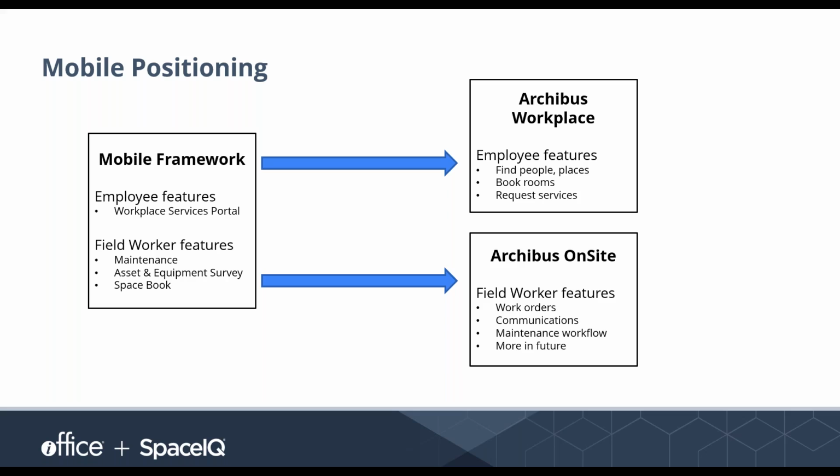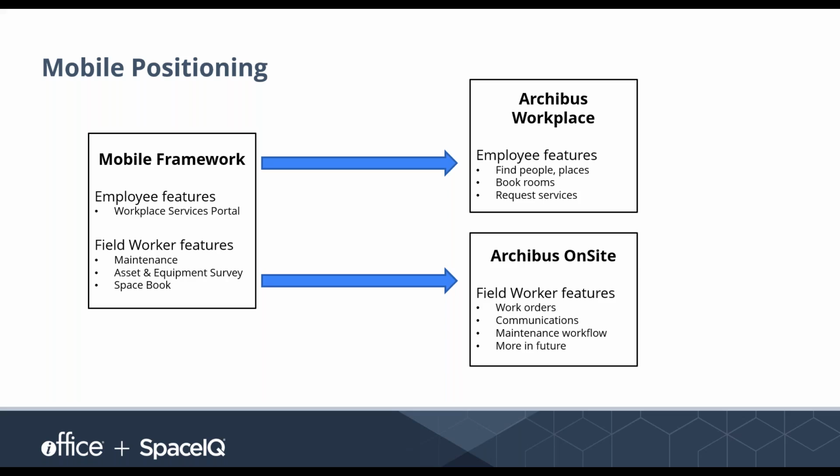It has a full feature set and a lot of apps included in it. Those apps can be categorized into 2 main categories: employee features and field worker features, those people who work in the field. The employee features are encapsulated in the Workplace Services Portal app within the mobile framework. And the field worker features, there are many of them, but I highlight just the maintenance mobile app, asset and equipment survey, and Spacebook, all focused on different cases that are concentrated on the field worker.